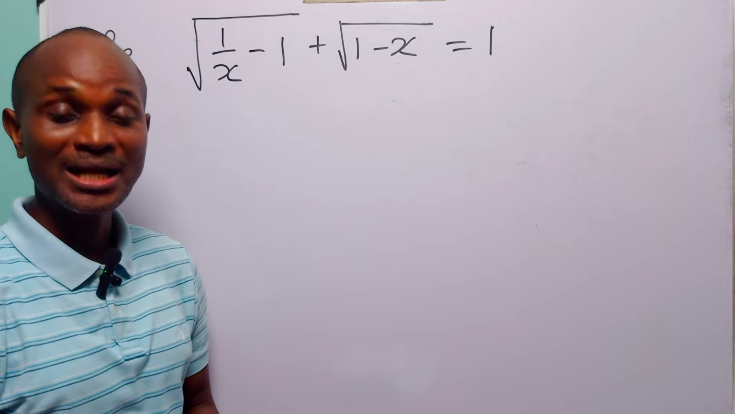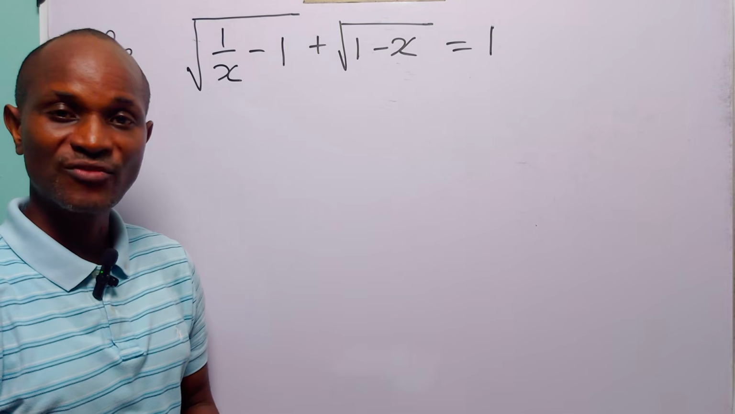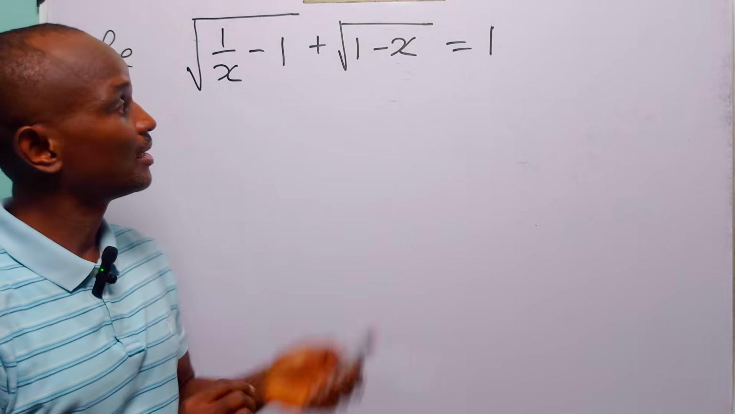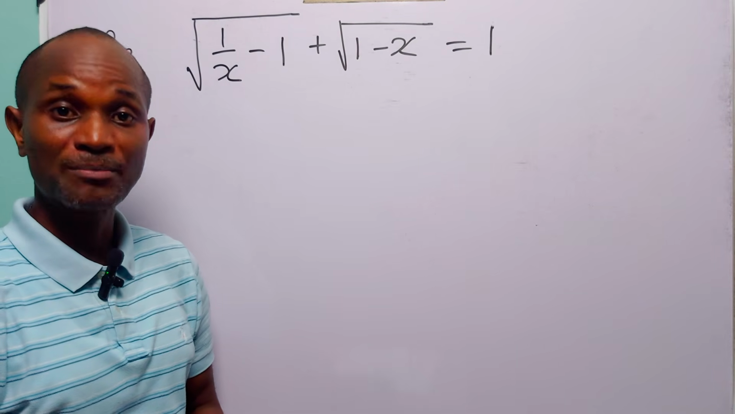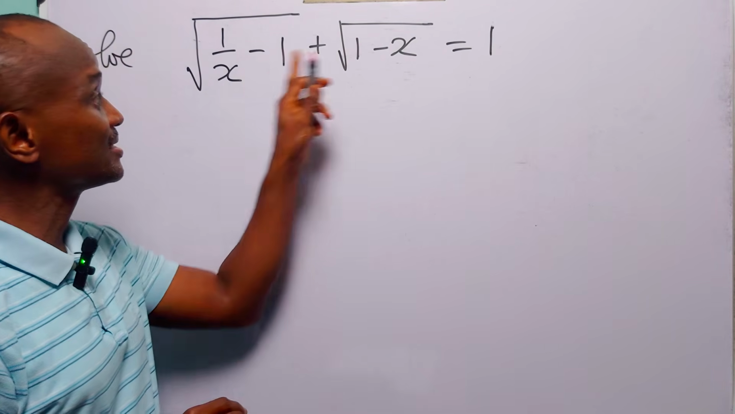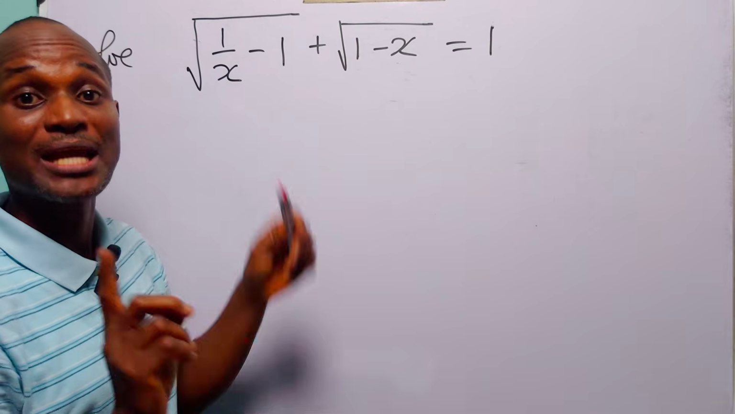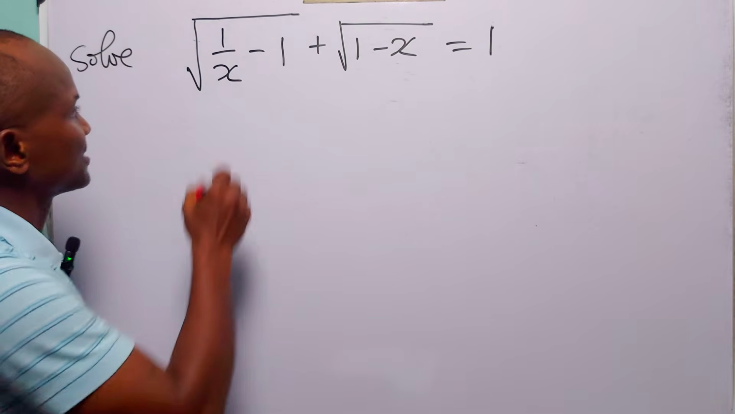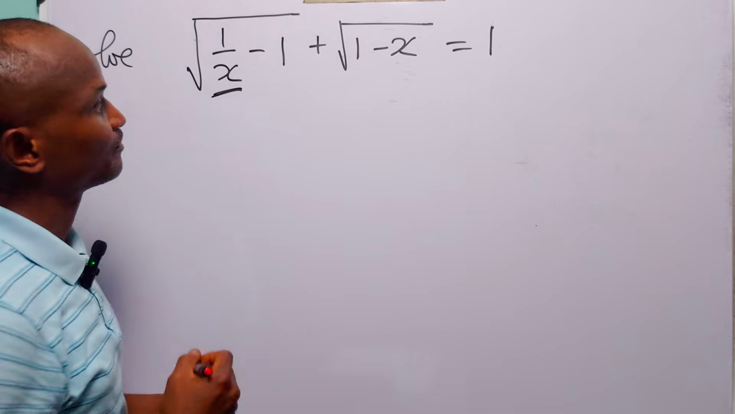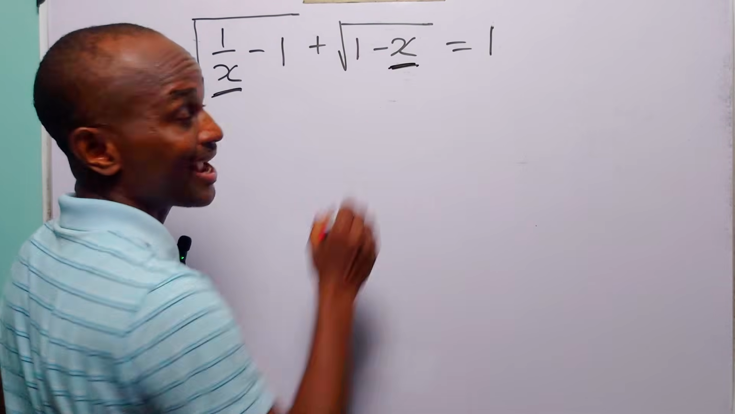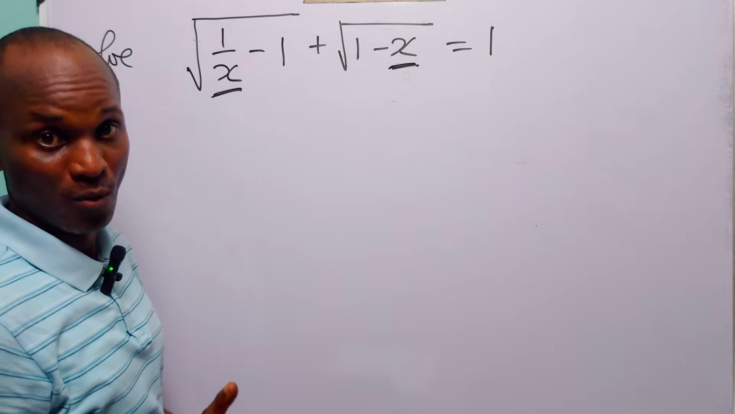Hello and welcome. In this math tutorial, our task is to find the real values of x that satisfy this radical equation. Now, to solve this problem, let us remember that these two square roots must be positive. That means that because of this term, x cannot be negative. And because of this term, x cannot be greater than 1.